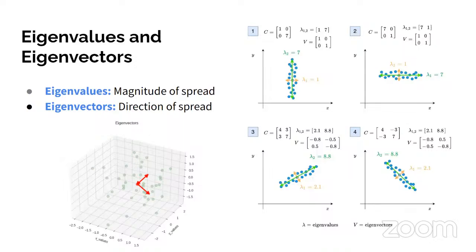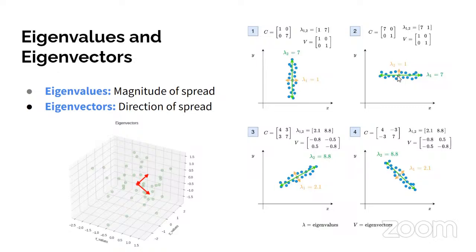The third step is to get eigenvalues and eigenvectors. Eigenvalues here represent how much spread there is in the data. And eigenvectors determine the direction of spread. In this case, my eigenvalue is 1, so the magnitude of spread in the data is low. And my direction is this.